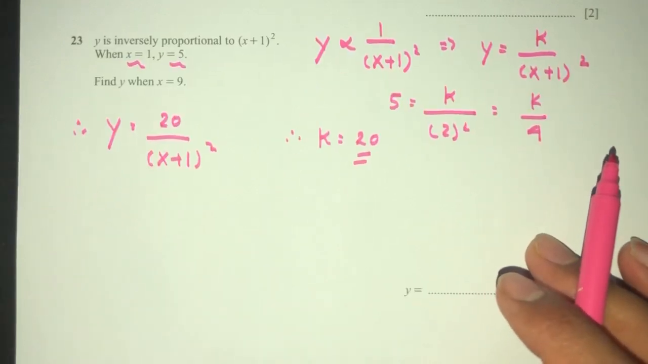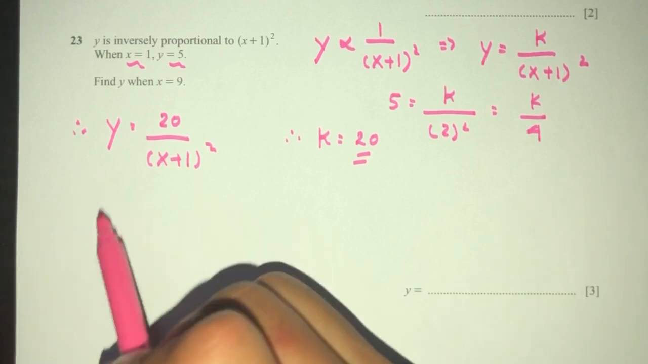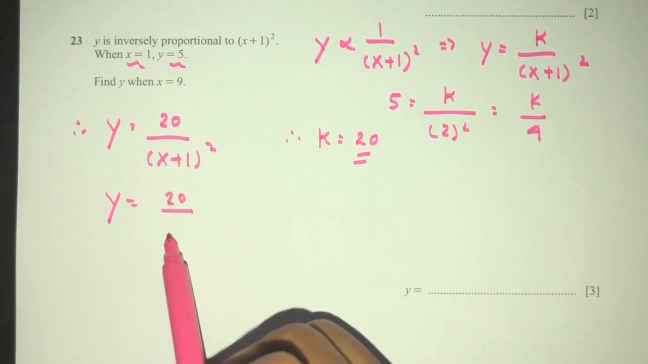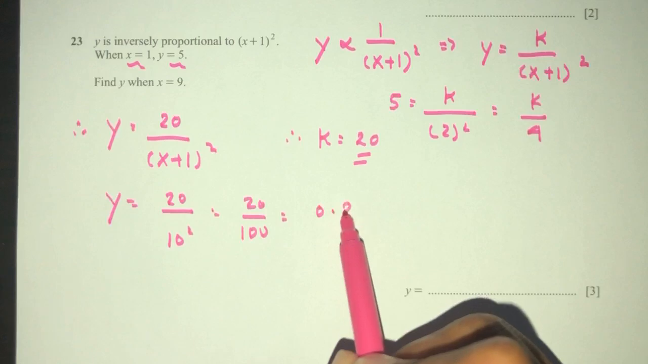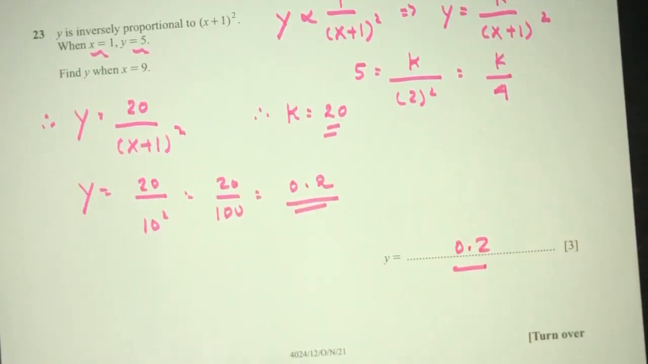Now we have to find y when x is equal to 9. So replace. What is the value of y when x is equal to 9? 9 plus 1 is 10. So 10 squared will be 100, and 20 divided by 100 should be 0.2. There you go. That will be your answer for question 23.